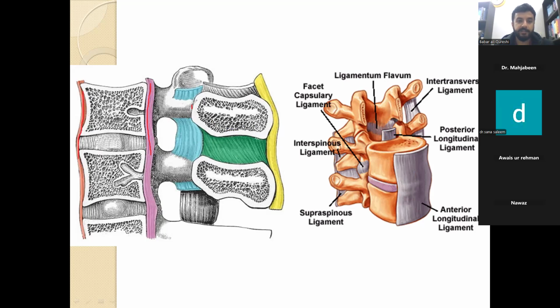Just behind the canal is the ligamentum flavum, usually yellow in color when we see it macroscopically. And then between the spinous processes, this is the interspinatus ligament, and behind these spinous processes is the supraspinatus ligament.